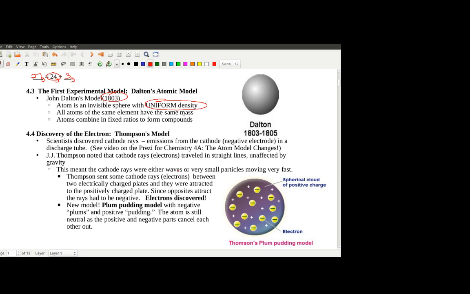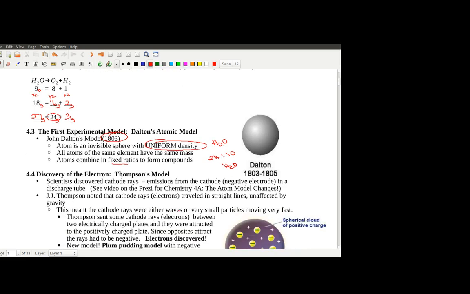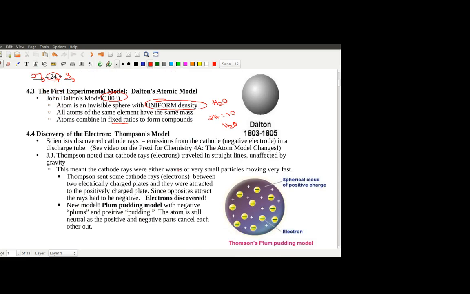have the same mass. And atoms combine in fixed ratios to form compounds. Before, we had the mass of the water, but now it's just saying, okay, 2 hydrogens to every 1 oxygen is going to give you your compound. That's a 2-to-1 ratio of atoms, not masses. So the mass of the water was different. It was a 9-to-8-to-1 in mass, grams. This is counting the atoms. So that's what Dalton said.